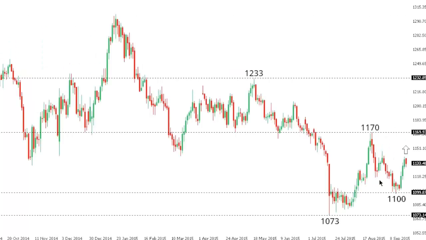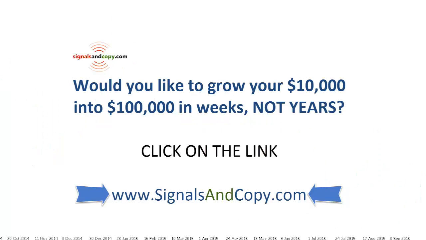Gold. So gold continues to show signs of healthy recovery, with the market seeing some setbacks in recent days supported around 1100 above that previous recent multi-year low at 1073. Look for a break above 1170 to confirm a higher low in the 1100 area and open the door for an acceleration back towards 1233 further up. Only a close back below 1100 would put the pressure back on the downside.